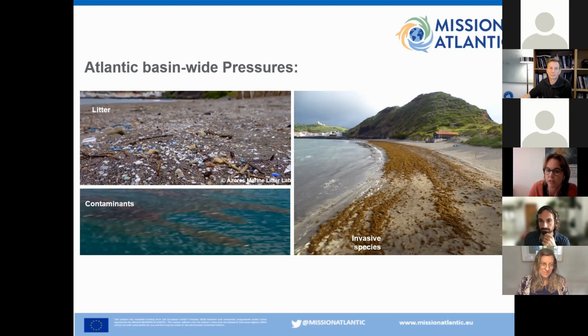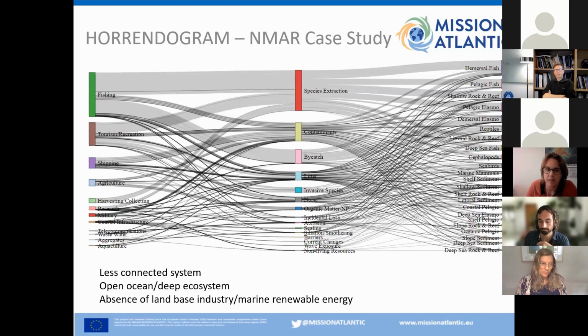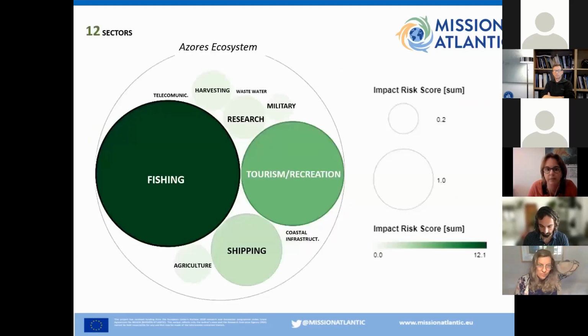This picture is actually from this summer. We have a new species that just arrived, which is taking over the rocky reef macroalgae coverage. So our dendrogram looks like this. It seems that it's one of the less connected systems, which mainly has to do with this open ocean system and the absence of, for example, land-based industry or marine renewable energy in the area.